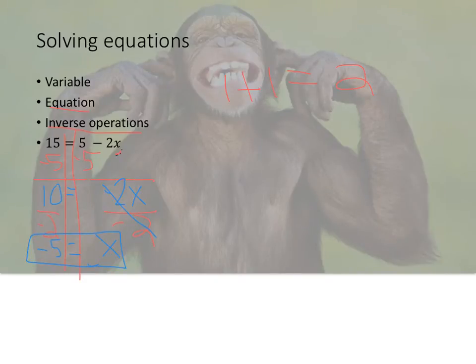If you weren't sure if you were correct, go back and plug this into our equation. So we'd have negative 5 times negative 2. Well, negative 5 times negative 2 is 10. And then 5 is positive, so we're going to add 10 and 5, and we get 15. And look at that, both sides equal 15. That's how we know we're correct.